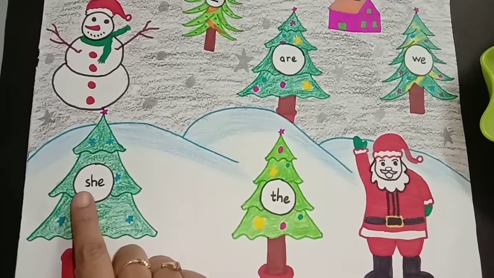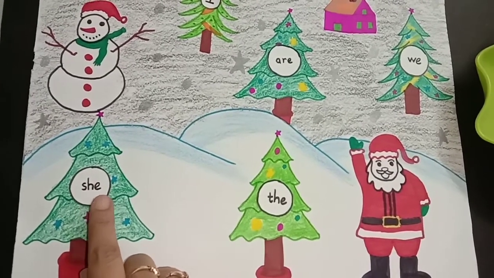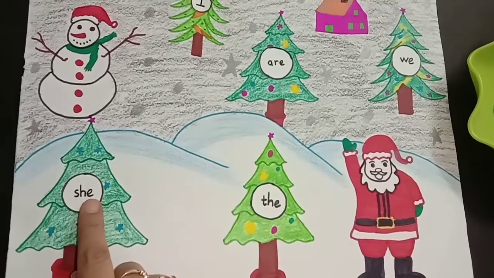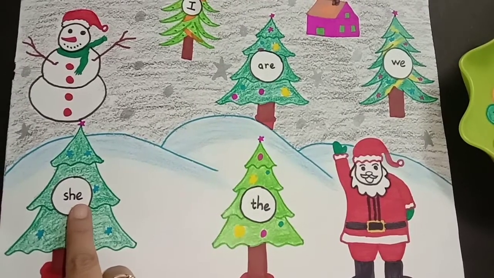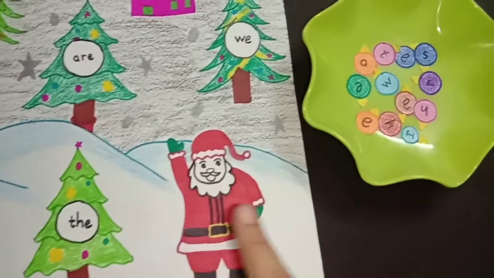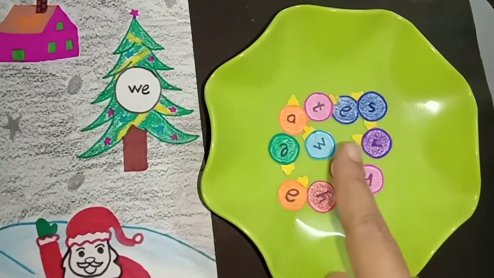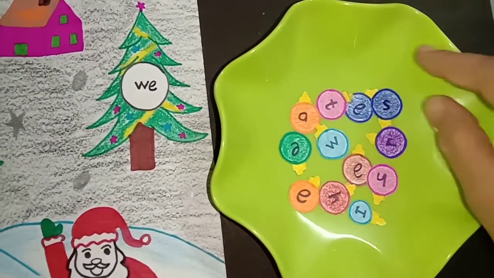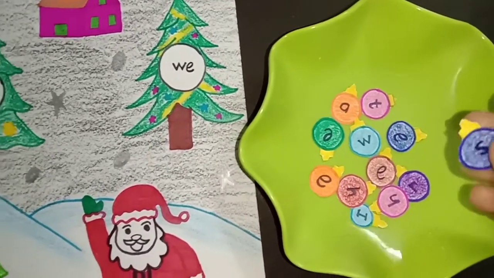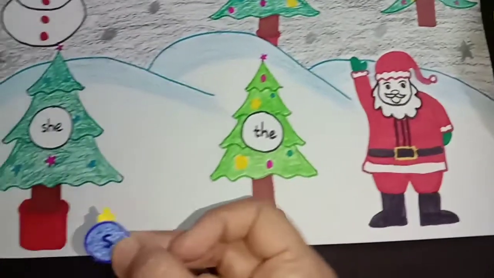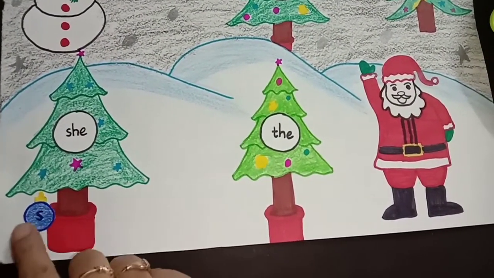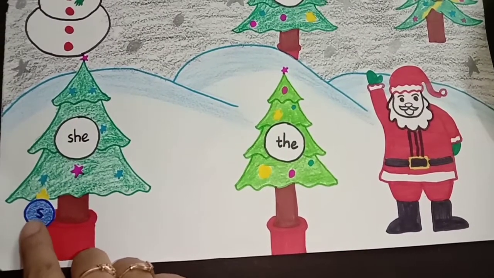Which sight word is this? S-H-E, she. S-H-E, she. So first alphabet is S. So we will find S over here. Yes, here it is. So we will take this alphabet S and keep under this tree.